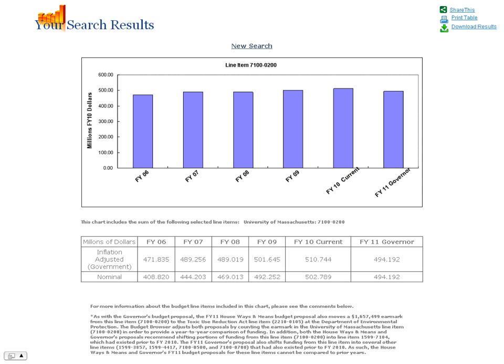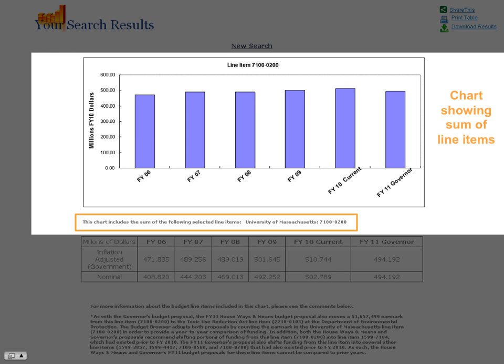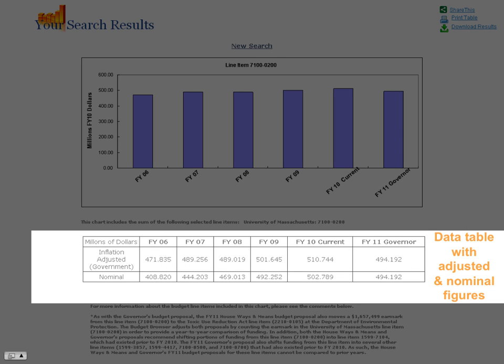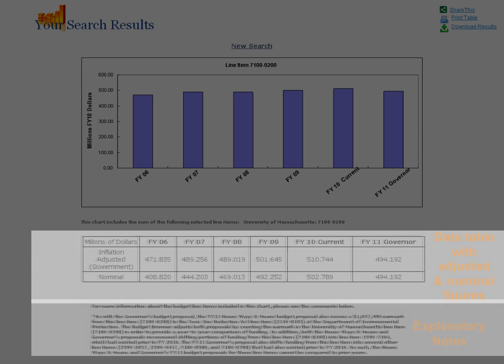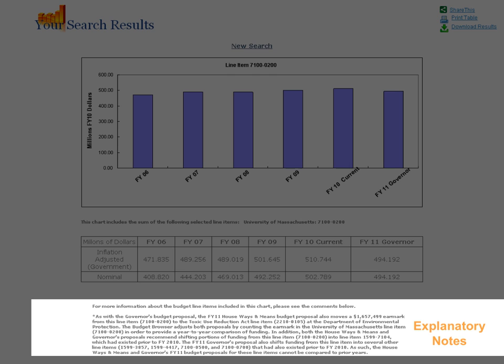This is the search results page for the line item for UMass. A chart shows the spending for UMass over the budgets you selected. In this example, we chose one line item. If you had chosen more than one line item, the results would have been the sum of funding for all the line items you chose. You also get a data table showing the level of funding in each year, both in nominal dollars and in inflation-adjusted dollars.